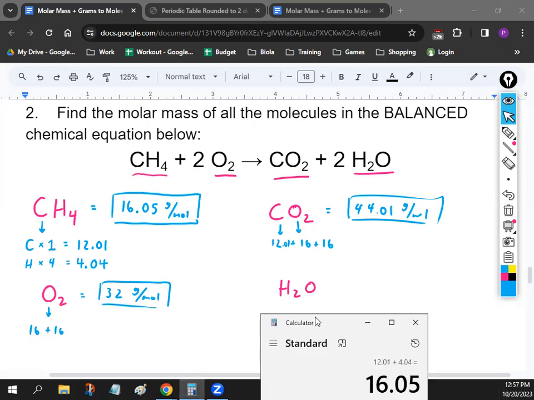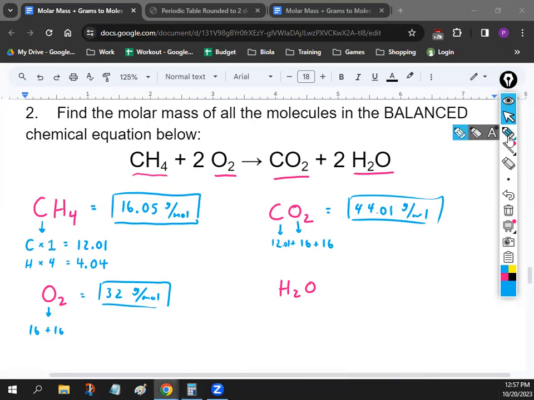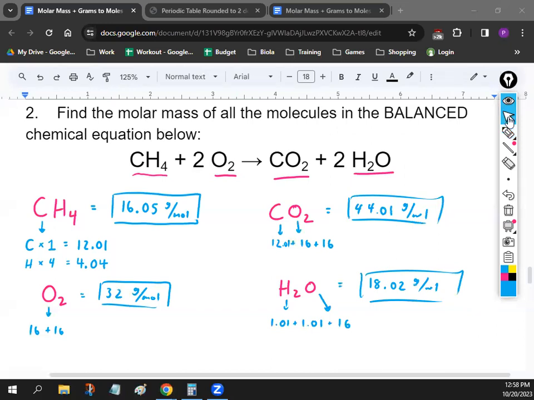All right, and then the last one for H2O, we're going to take the hydrogens. There's 2 hydrogens, so it's 1.01 plus 1.01. The oxygen is 16, so you add 16 to that. So H2O has a molar mass of 18.02 grams per mole. All right, so that's all 4. So if you guys got all of the 3, then you're in pretty good shape. We're going to do a harder one after this, but any questions on this one? Not too bad?